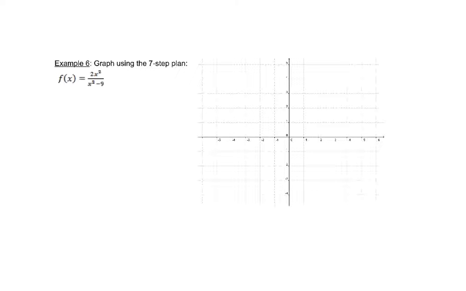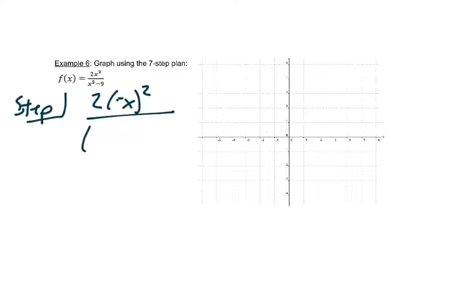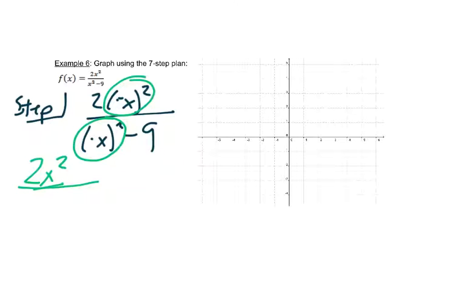So we'll start with step 1 again. We'll replace x with negative x in the problem. So we'll have 2 times negative x squared over negative x squared minus 9. To be really careful with your parentheses. So this negative x, when we square it, just gives us a positive x squared. And the same with this one, when we square it, we just get positive x squared.